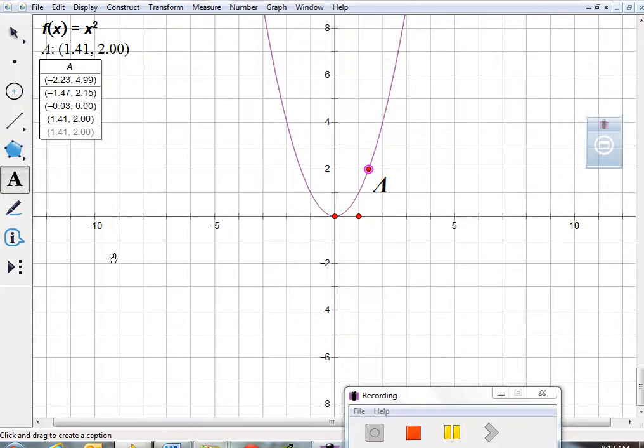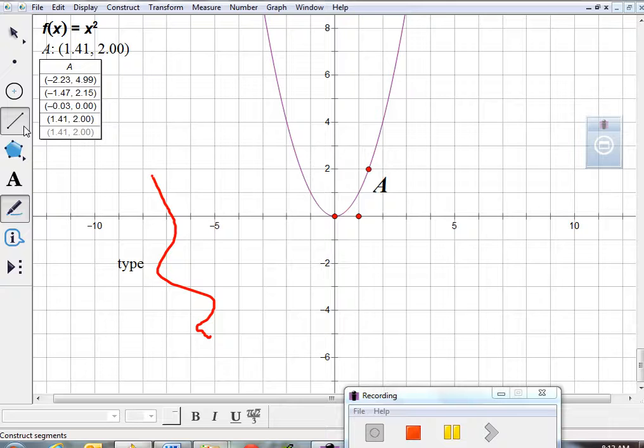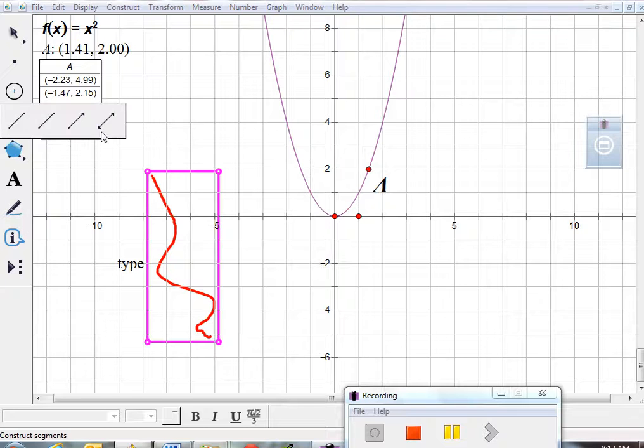Again, here's the typing button if you want to type. You just double click and you can type. Here's a pen if you want to draw. Here's a line if you want to draw some segments.